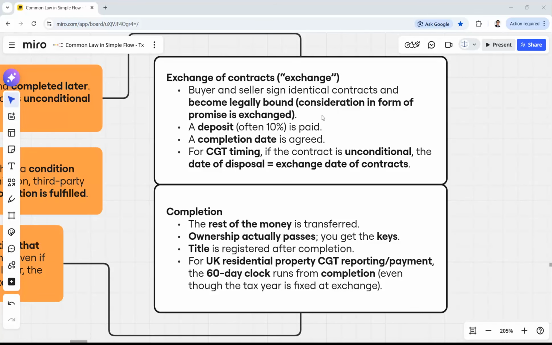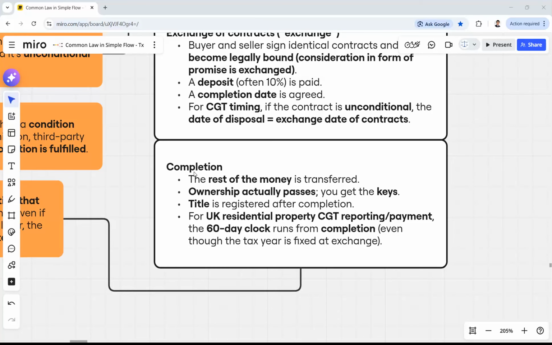Exchange of contracts. Buyer and seller sign identical contracts and become legally bound. Consideration in form of promise is exchanged. A deposit, often 10%, is paid. A completion date is agreed. And for CGT timing, if the contract is unconditional, the date of disposal is exchange date of contract.